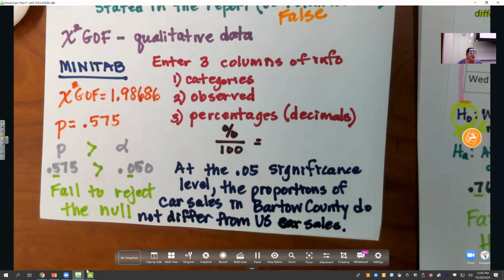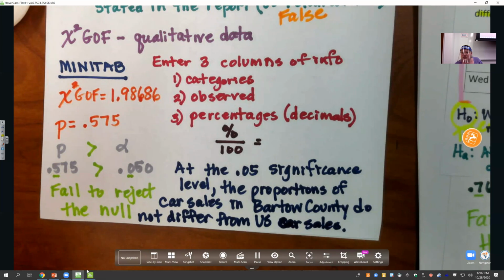Because again, remember with statistics, guys, those details are important because it gives you that context. If I just say the proportions do not differ from those stated in the report, somebody comes along and reads that, they don't know what we're talking about. Are we talking about popcorn sales? Are we talking about weddings? Are we talking about car sales? So the details are important to fill in. So put those adjectives and things in there, that the car sales in Bartow County do not differ from U.S. car sales.